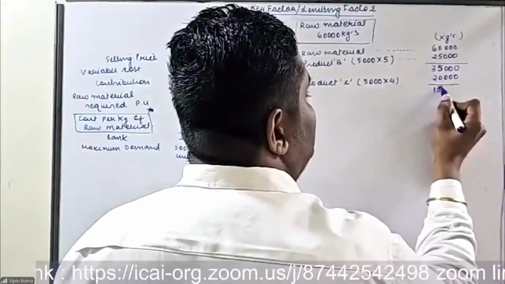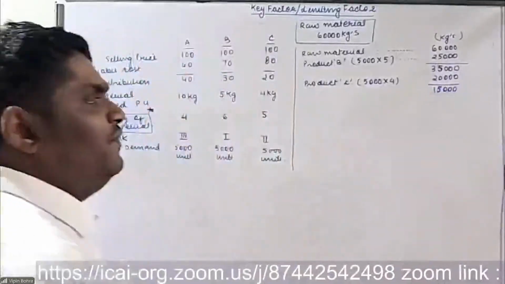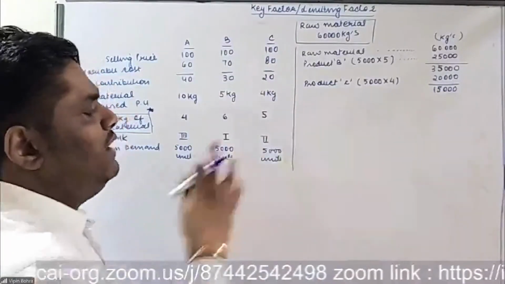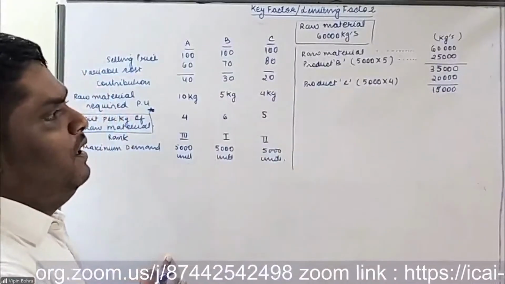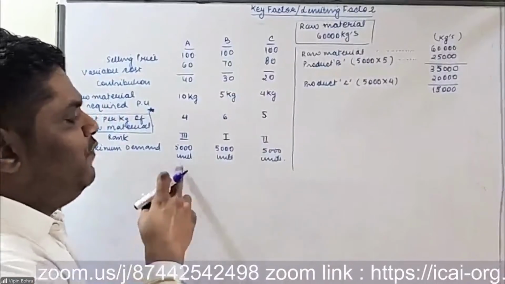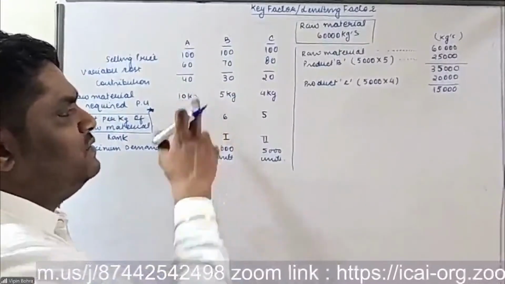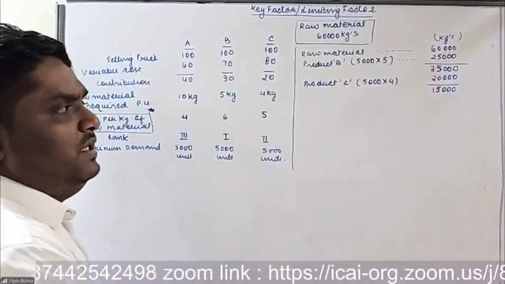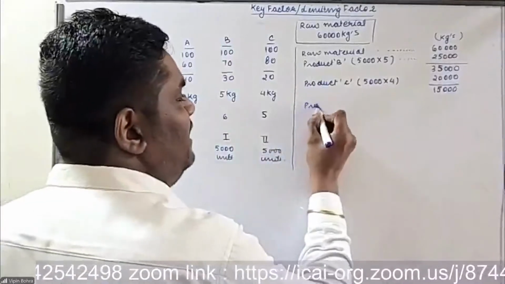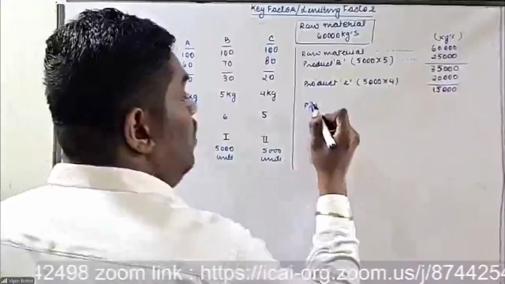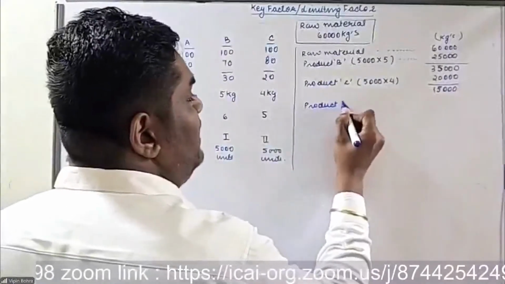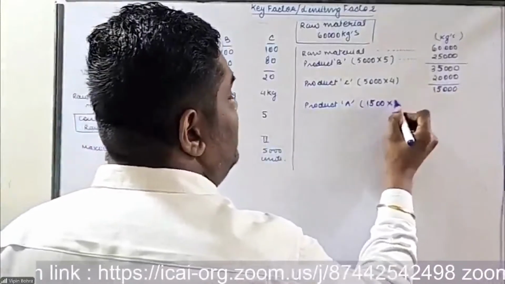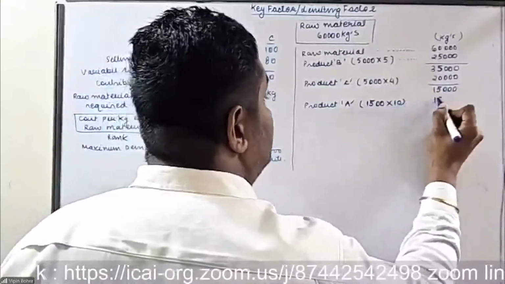So after manufacturing product C also, we are left with 15,000 kgs of raw material. This raw material will be utilized to manufacture product A. Now to manufacture product A, full 5,000 units, we need 50,000 kgs. We don't have 50,000 kgs, but we have only 15,000 kgs. So only 1,500 units of product A can be manufactured. So 1,500 into 10, that is 15,000.